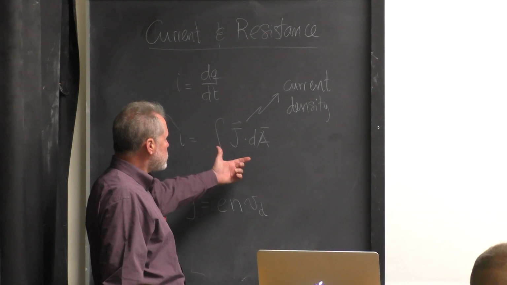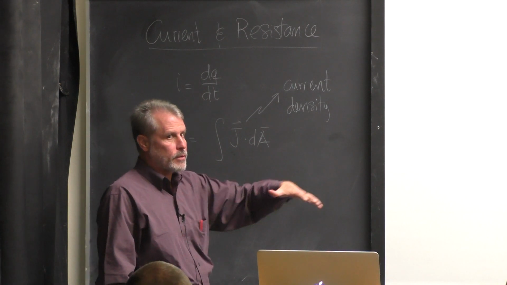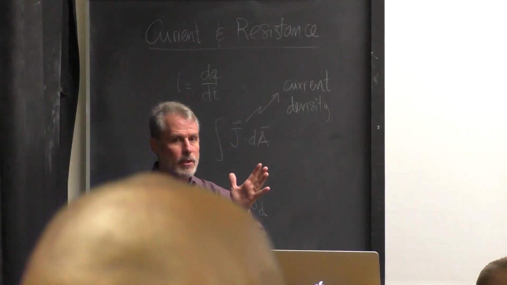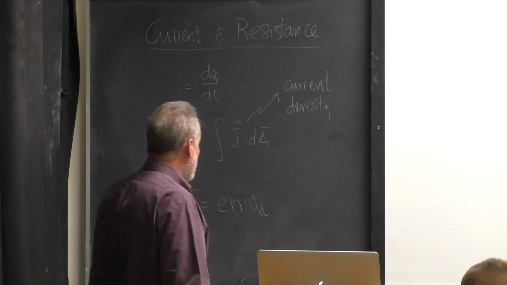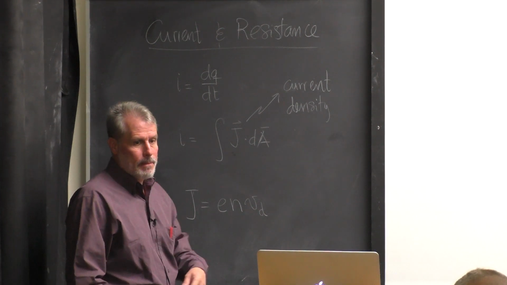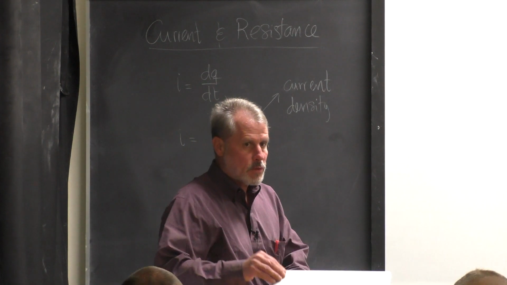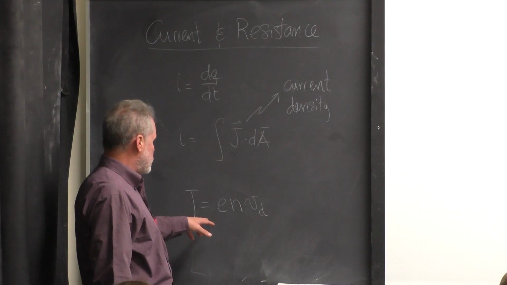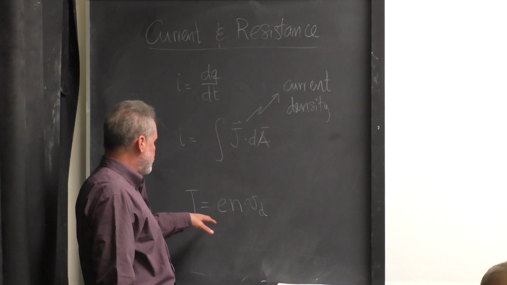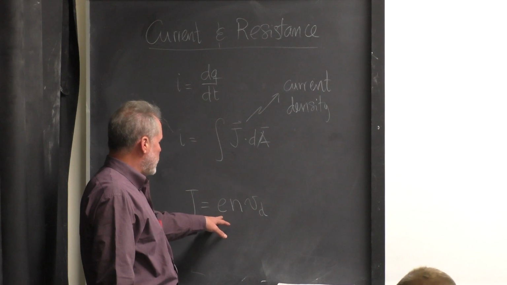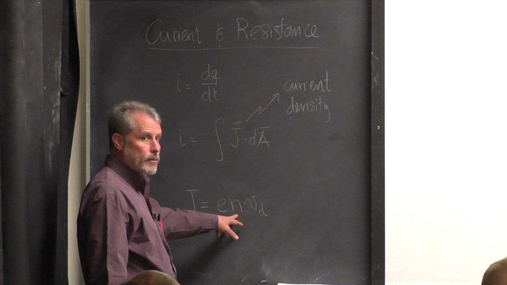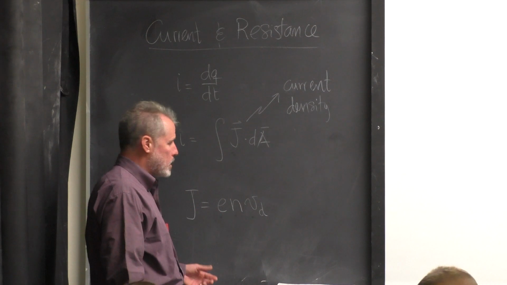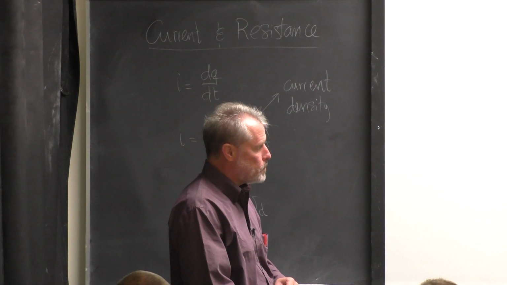It's a vector, and when we look at an arbitrary surface, we need to mind the orientation of the current density relative to the normal to the surface. The current density is related to the drift velocity and the charge carriers by this expression, as we derived. This is the charge of the carriers, the number of carriers per unit volume, and the drift velocity. That's the relationship between those two.